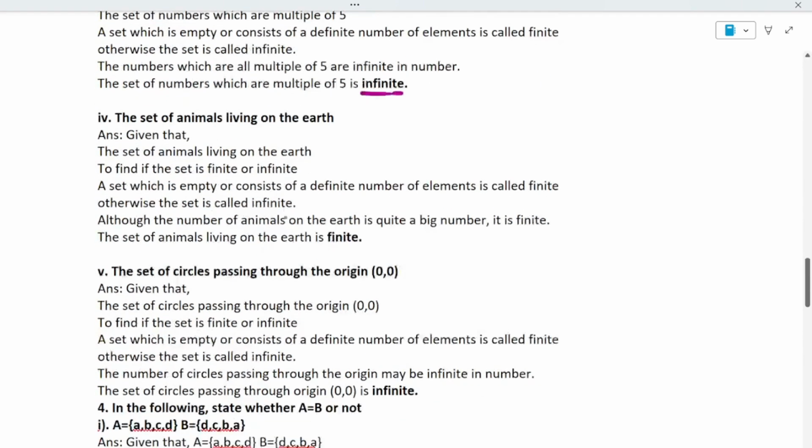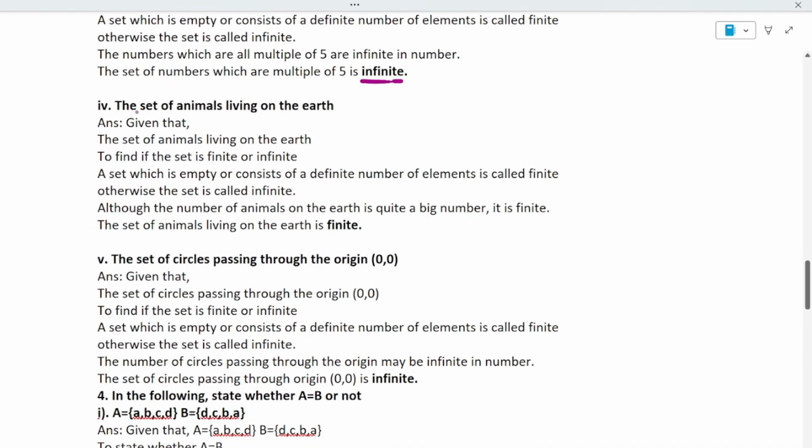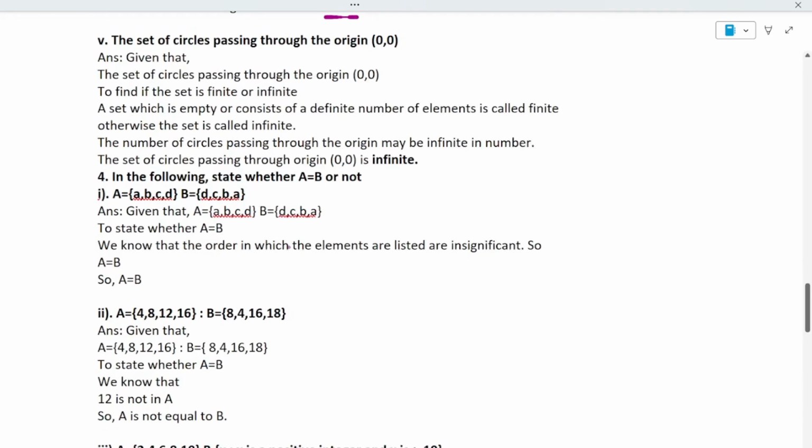Now let's see the fourth question. The set of animals living on the earth. You write the definition. Although the number of animals on the earth is quite a big number, it is finite. We can count how many there are, do research on this, and find out how many there are. So we can say this is a finite set.